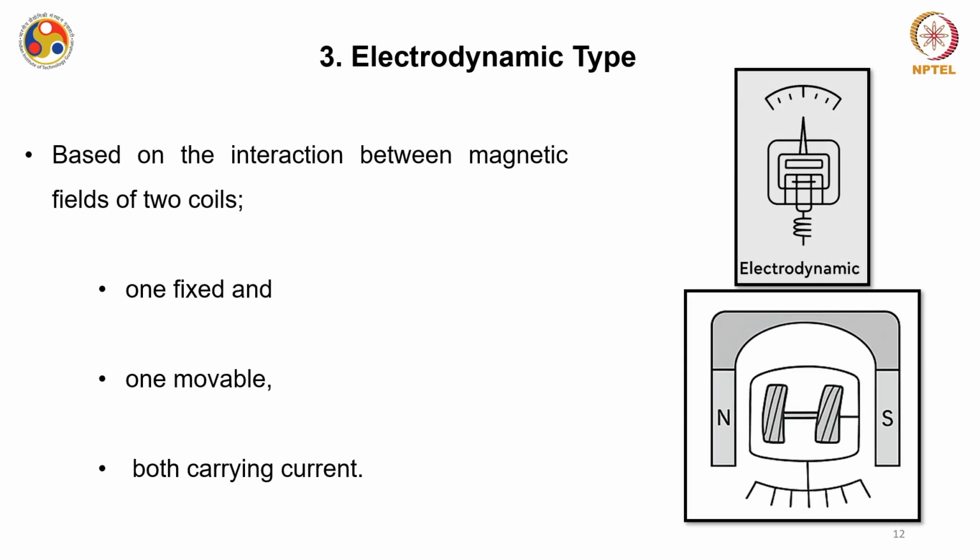Okay, another kind of instrument that we are going to discuss in this course is the electrodynamic type of instrument. So this electrodynamic type of instrument is again based on the magnetic interaction only. Okay, but in place of this iron and a coil, you basically have two different coils itself. Okay, one coil is fixed and another coil is movable. Okay, but both are carrying the current.